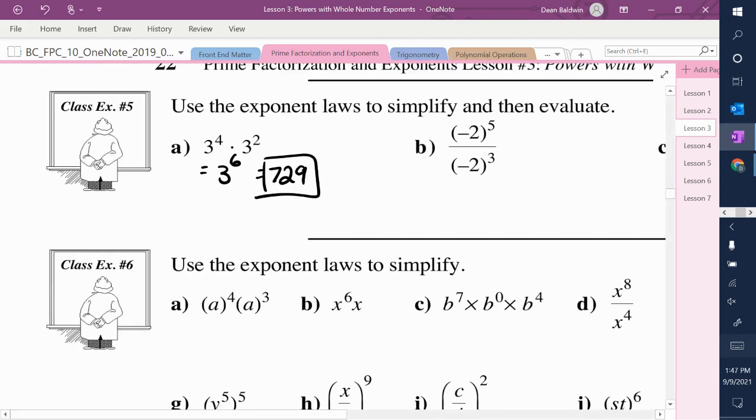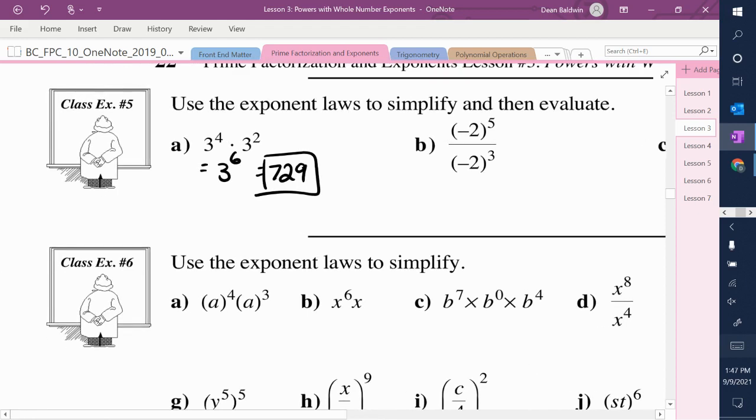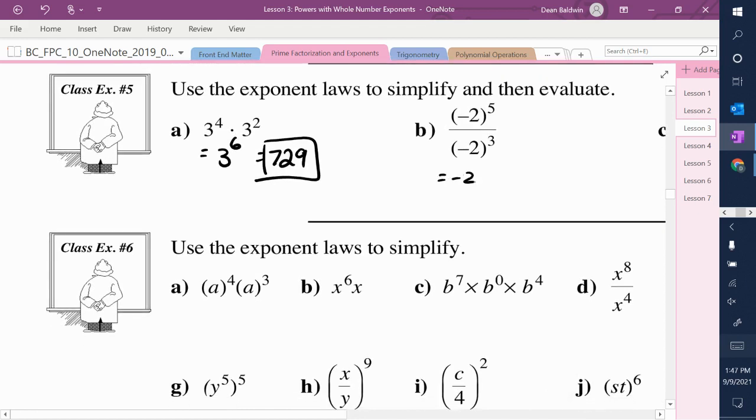729. All right. B. Negative 2 to the power of 5 over negative 2 cubed. Bases are the same. We are dividing. So what do you do with the exponents? You subtract them. So what is it? Negative 2 to the power of 2, because 5 minus 3 is 2. What's negative 2 squared? Positive 4.